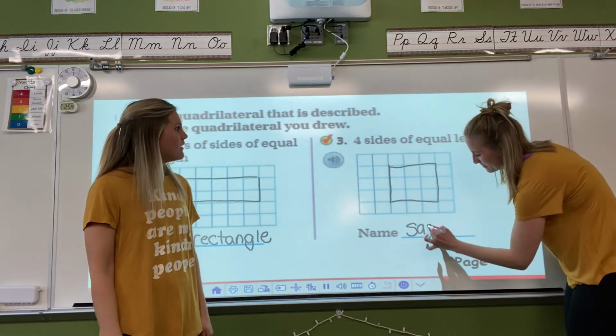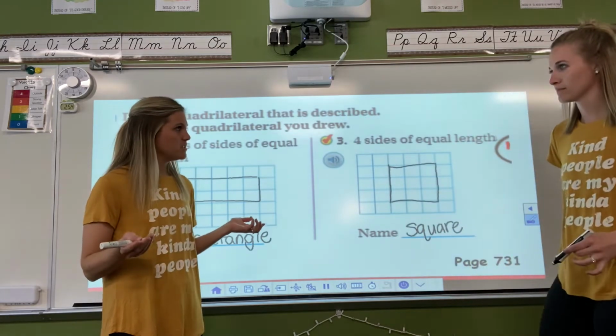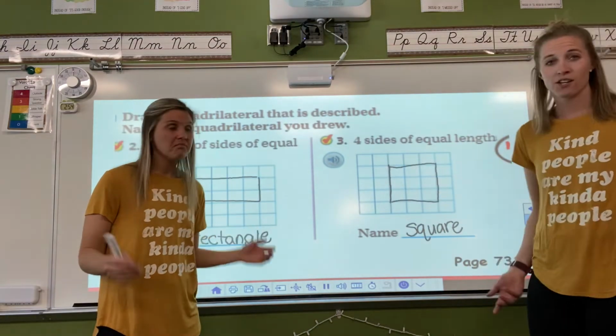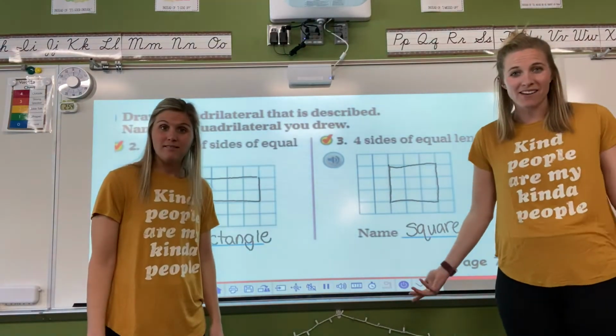Now, Mrs. Poppy, if it says four sides of equal length, could it also have been a rhombus? Oh my gosh. You're right. It could have been a rhombus too. Yeah. So either one. Awesome.